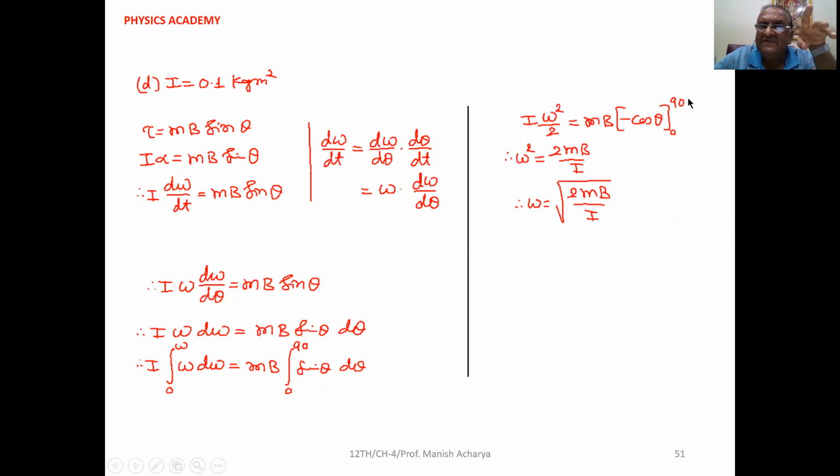It implies that this bracketed part will be equal to 1. So finally we will get omega square equal to 2mB upon I. So omega equals under root 2mB upon I. Under root 2m, that we calculated in question B, substitute its value. B is given to you, 2 Tesla. Moment of inertia is given to you, 0.1. Solve this one. You will get omega this much radian per second. Clear to all of you?